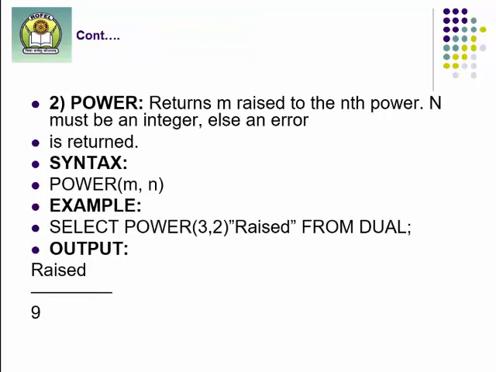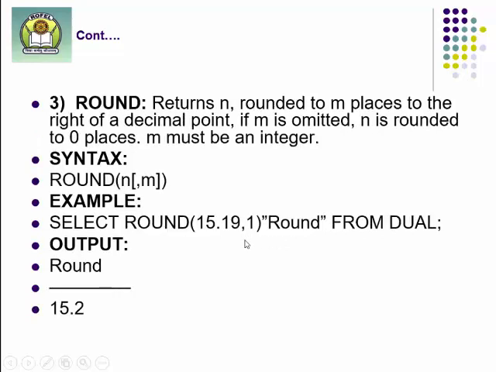Next function is the power function. What does the power function do? It returns m raised to the nth power. N must be an integer, else an error will be returned. The syntax is power m, n, that means m raised to n. So if we want to find 3 raised to 2, the select query will be select power 3, 2 as raised from dual. So raised का answer क्या आएगा? 9. 3 raised to 2 is 9. And raised here is the alias.